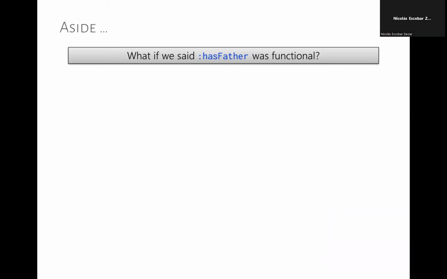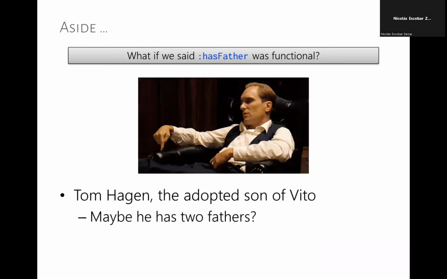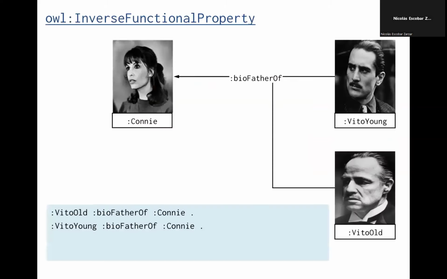What if we said has father was functional? Well, there are various problems that could be related to that. For example, we have an adopted son: Tom Hagen was the adopted son of Vito, so maybe he has 2 fathers. We could also have gay fathers and so forth. So it wouldn't be so general.